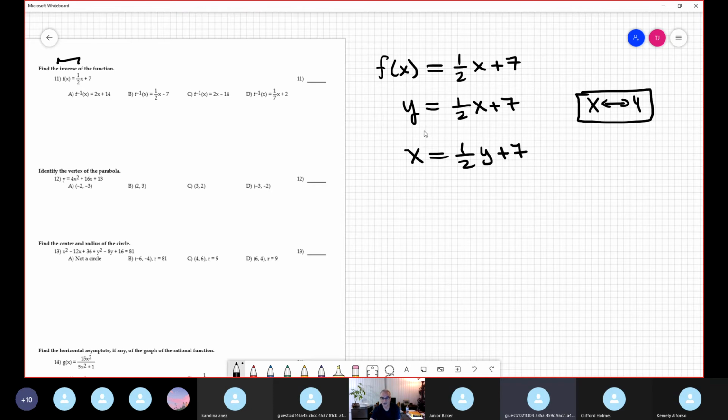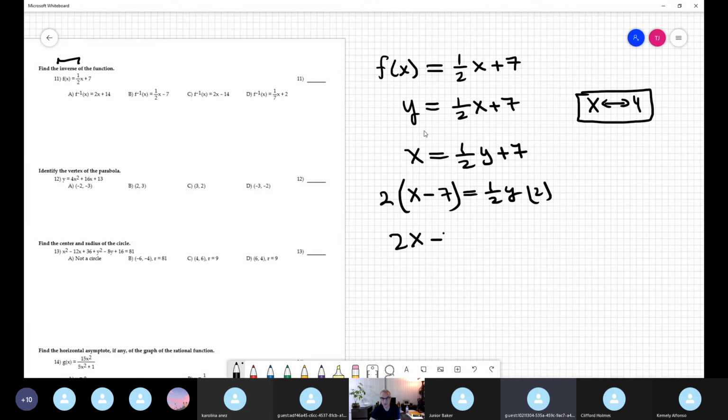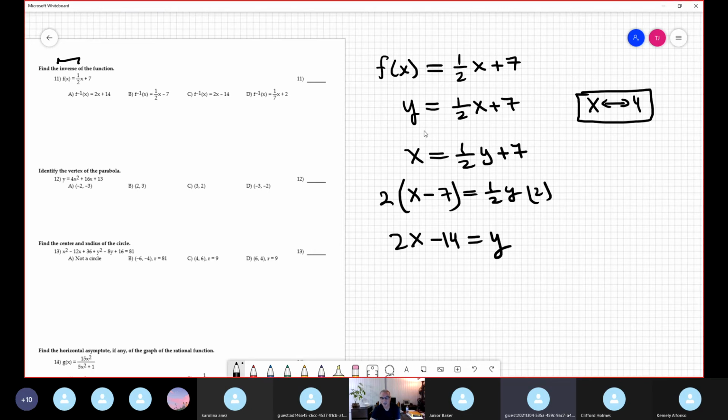So you subtract 7. In order to isolate y, you multiply both sides by 2, because 1/2 times 2 is 1. So 2x minus 14 equals y, and this new y is the inverse function. It's exactly day 1. 2x minus 14, like you see. Super good or super bad?